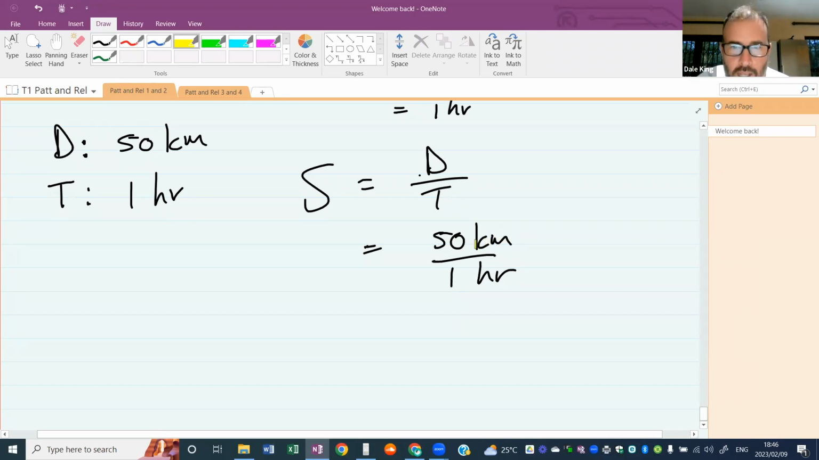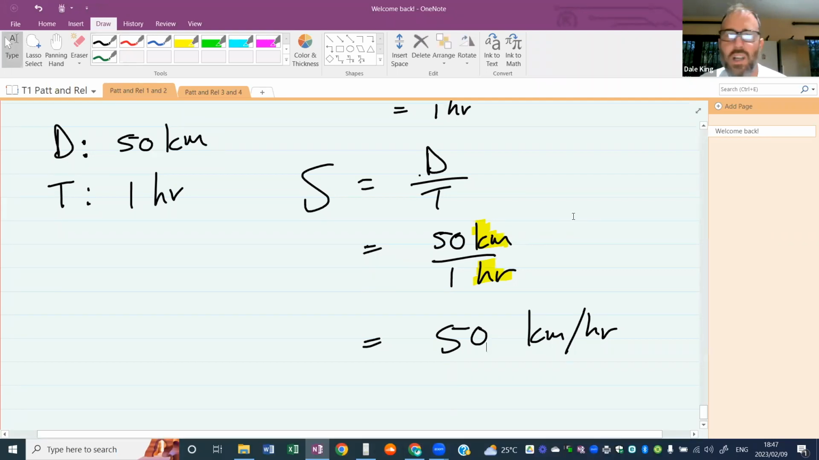When you put in kilometers and hours into this formula, just like we spoke about earlier, you're going to get kilometers per hour out of the formula. Okay, so our units, kilometers per hour, is our speed units. That's what we're going to get out. And it's easy, 50 divided by 1. 50 kilometers per hour. Okay, which is very slow.